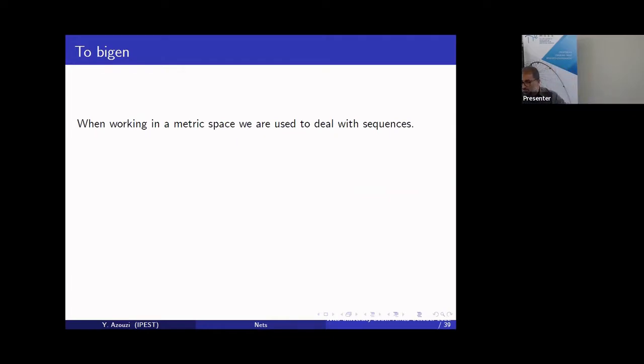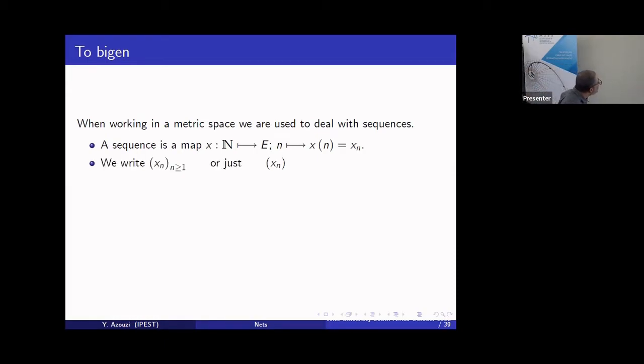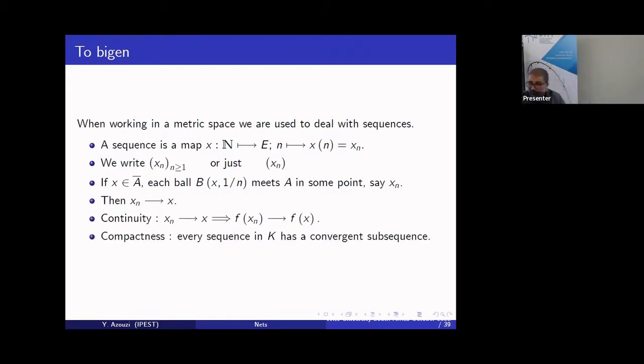In metric space, we are used to working with sequences. Sequences are an easy and standard tool. A sequence means that we have a map defined from N to some set. If we want to describe the fact that x belongs to the closure of some set A, we can use sequences and balls. Every ball of center x and radius 1/n meets the set A in some element x_n, and then we can construct a sequence which converges to x. The ball becomes smaller and smaller, and the sequence becomes closer to the point x.